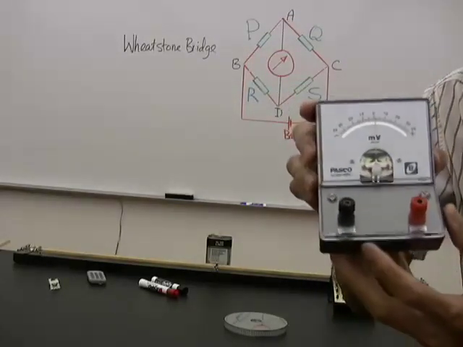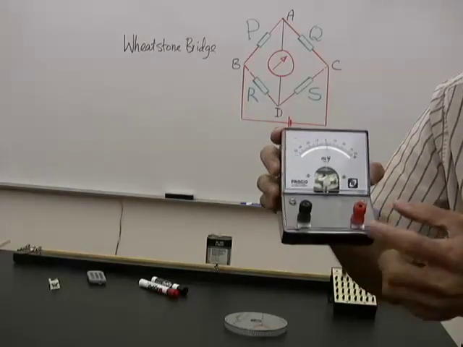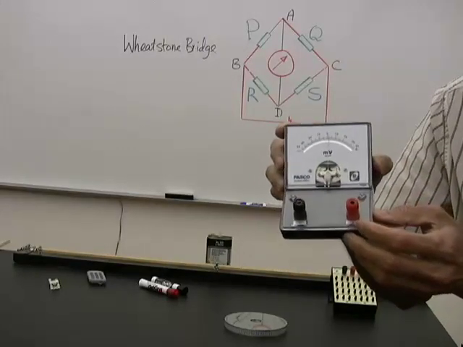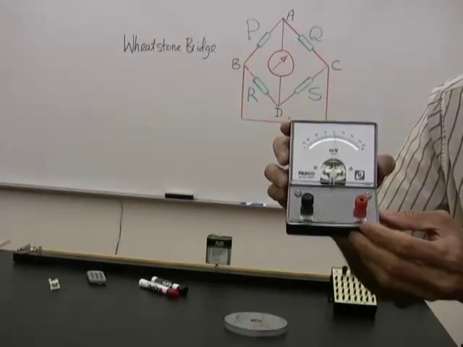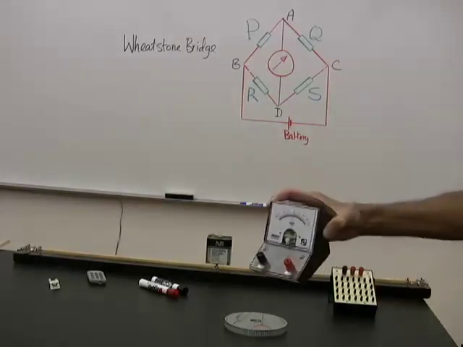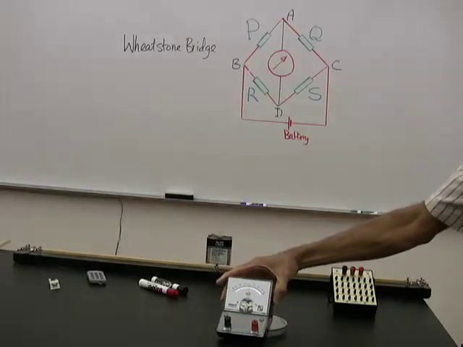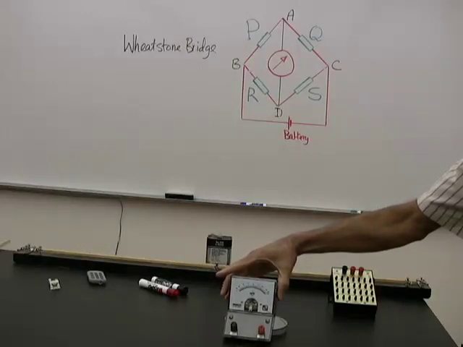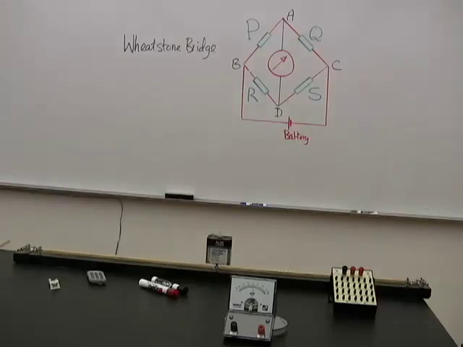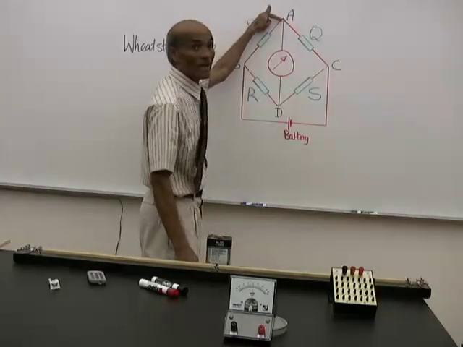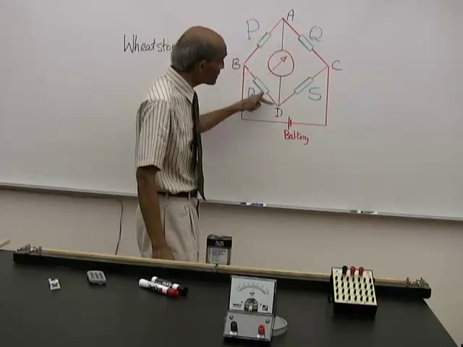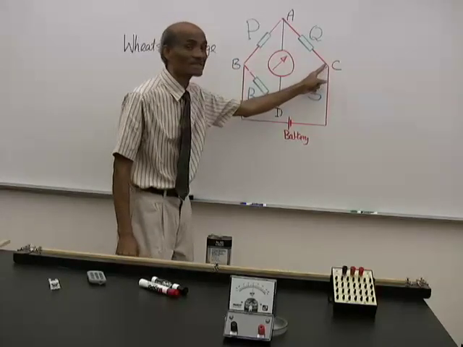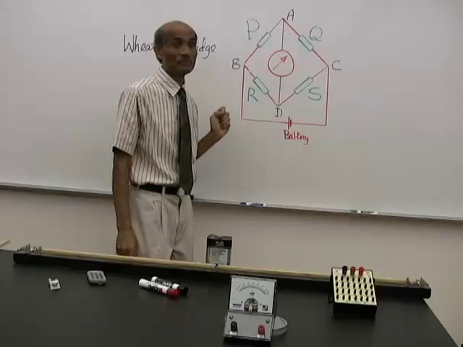I'm sure you can see that pointer, can't you? Well, you must get used to seeing that pointer. That's the pointer there. And I'm going to ask you to look for the position of the pointer in the experiment. Now, I will keep the galvanometer here. So that's where we will have the galvanometer. Between junctions A and D, you have the galvanometer. And between junctions B and C, we have the battery.